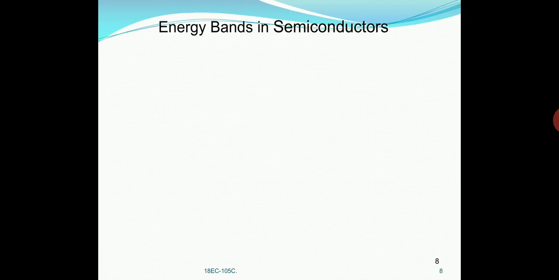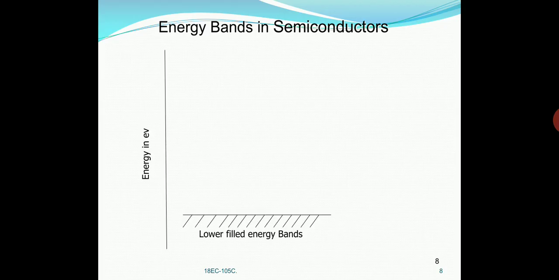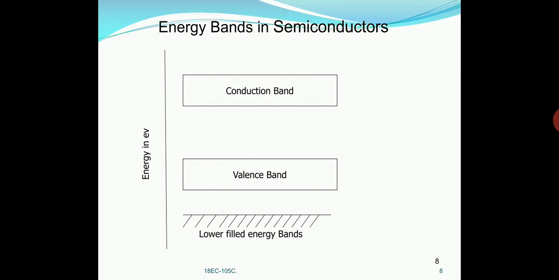Now let us see the energy bands of a semiconductor. That's our reference level, which is a lower filled energy band. You have a valence band and a conduction band. Let us see how much the gap here is. So you can see that there is a forbidden gap, and how much is that? It is about 1 electron volt, and this forbidden gap is measured at 0 degrees Kelvin.